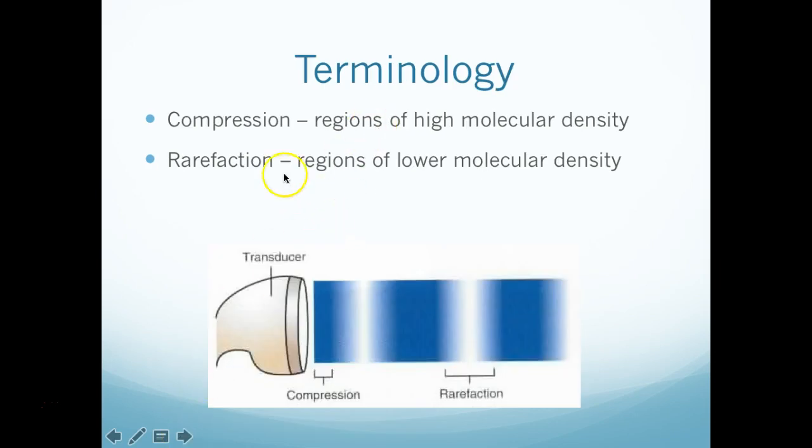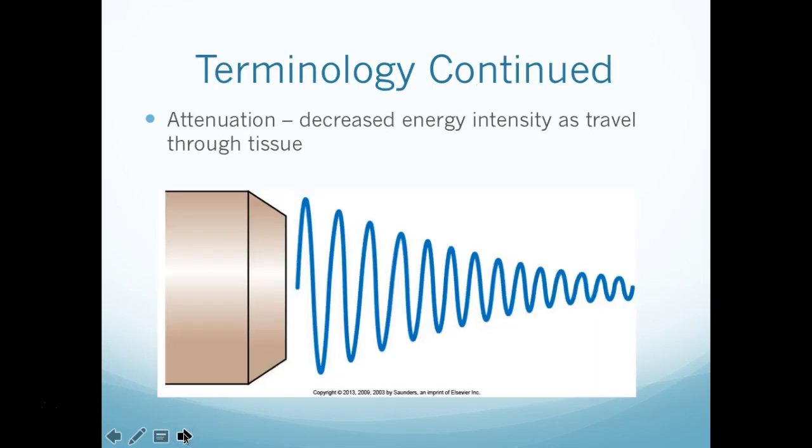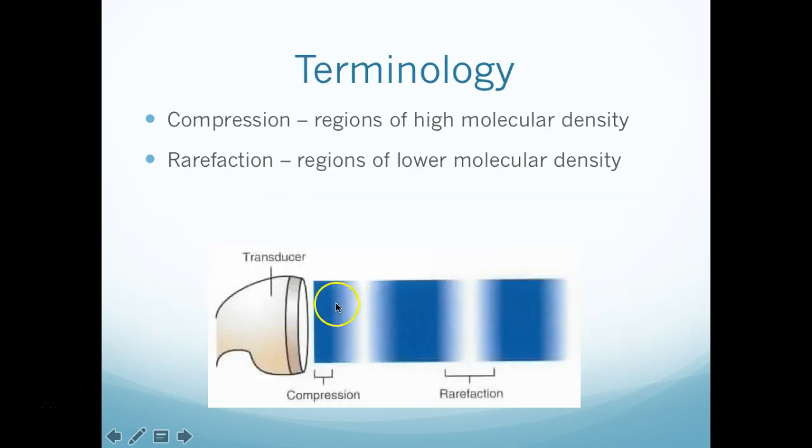Okay, so here's that terminology talking about the regions of high versus low molecular density. And so that's just showing you that sound wave in the areas that compress and the areas that rarefy. And the transducer is just the sound head itself that's emitting that energy. Attenuation, we talked about that. That's just basically how the sound waves are delivered into the tissue.